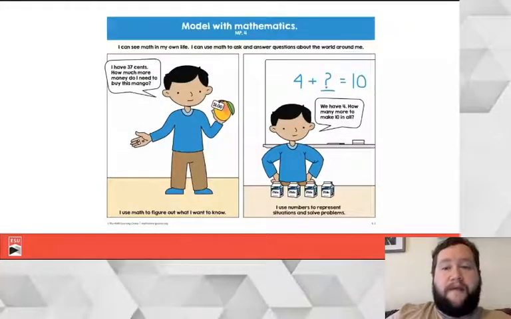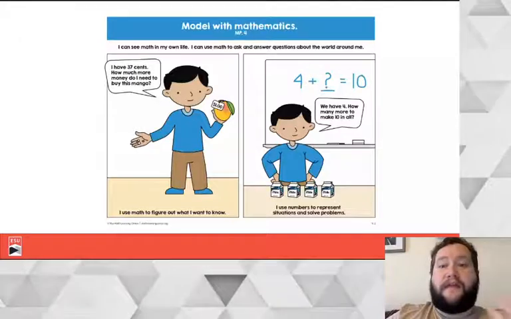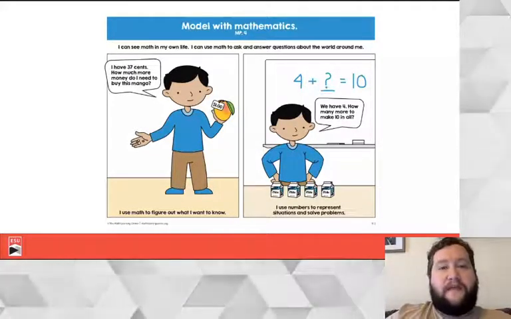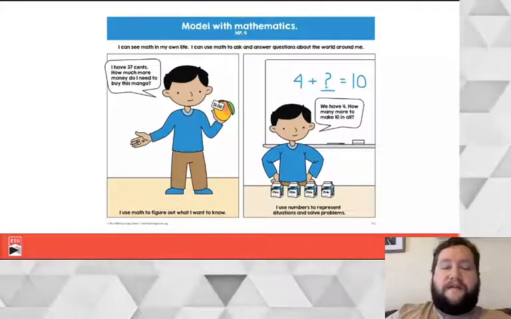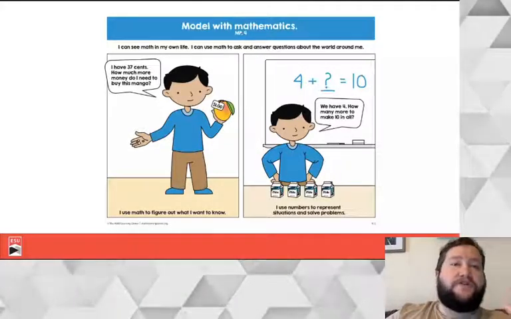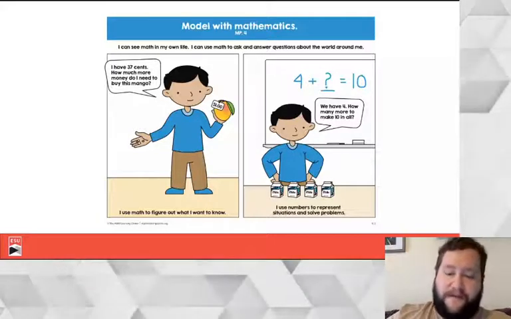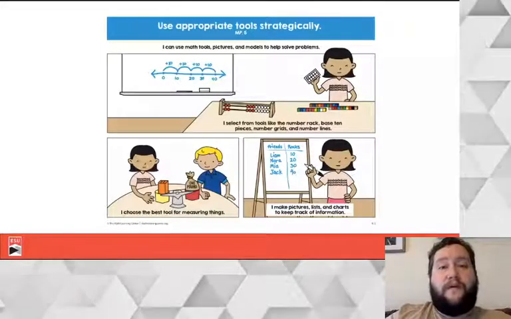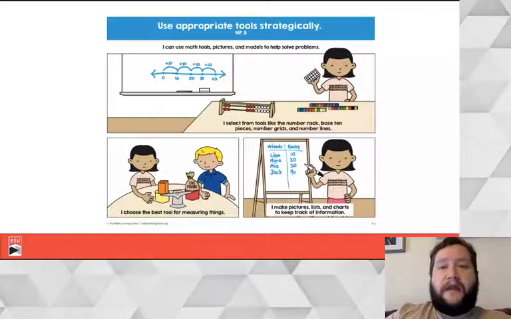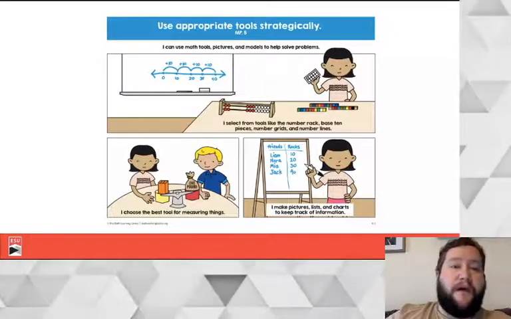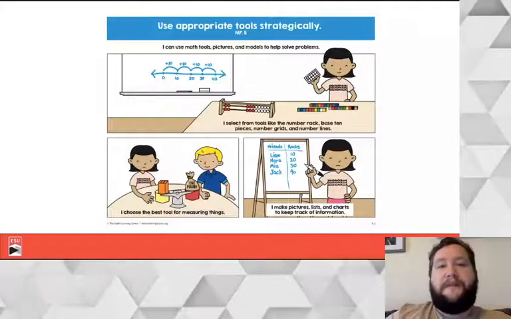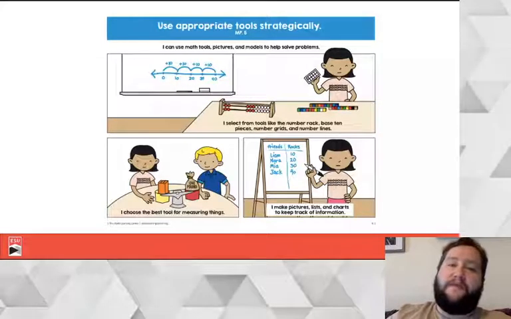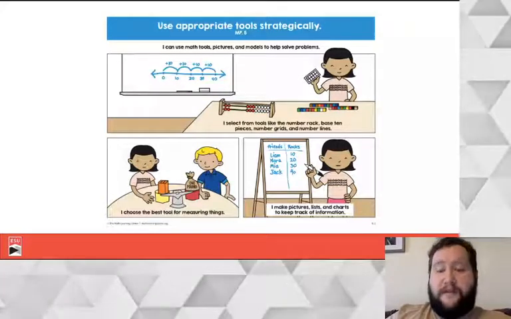We can model with mathematics, and so we're going to talk about the chip model and the field model and all of these sorts of models for mathematics. And so thinking about what it means for showing the mathematics in addition to the numbers that we're working with. Being able to use appropriate tools, and so maybe that means using a number line or using a calculator or using a model or a balance, right? So being able to pick the tools, because we have a lot of tools in our mathematical toolbox, and being able to pick the right one for the right problem is really important.